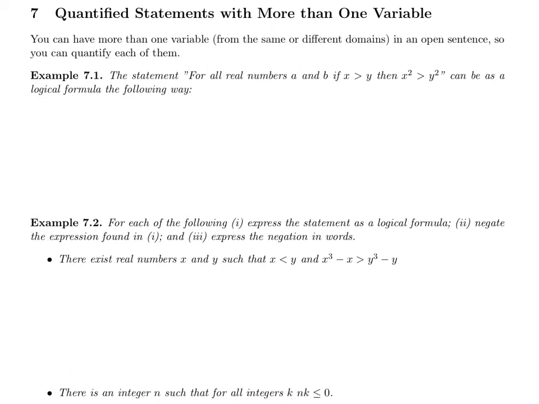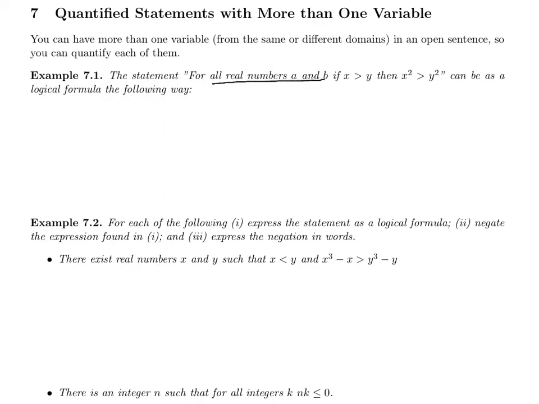In this video, I want to talk about quantified statements that have more than one variable. You can imagine in mathematics there's lots of situations where we want to study expressions that have more than one variable. In fact, that's where most of the interesting stuff comes. So how do we quantify these statements that have more than one variable? In some sense, it's kind of the same thing as with one variable. So let's do a few examples.